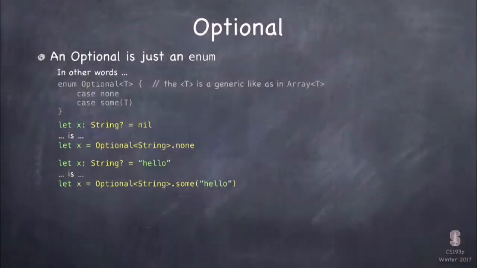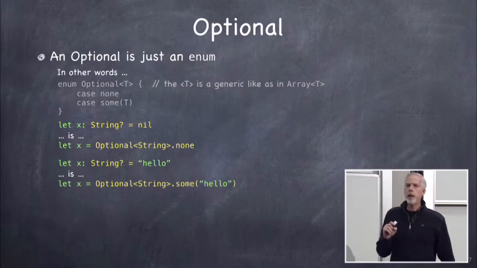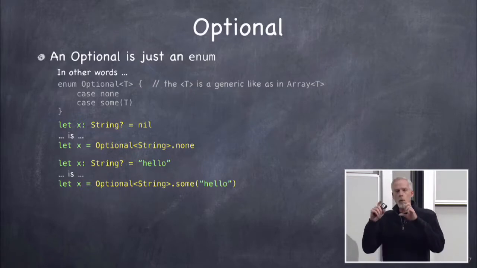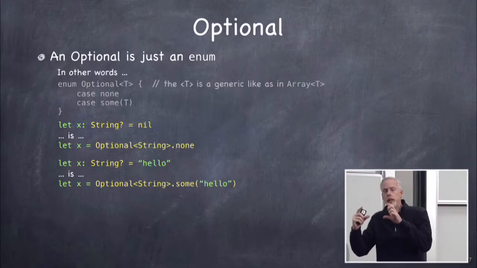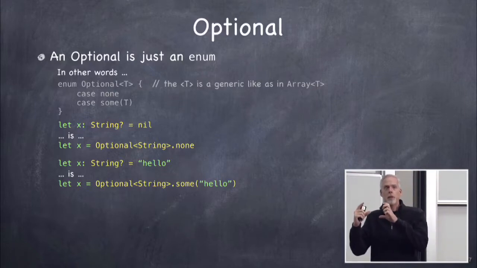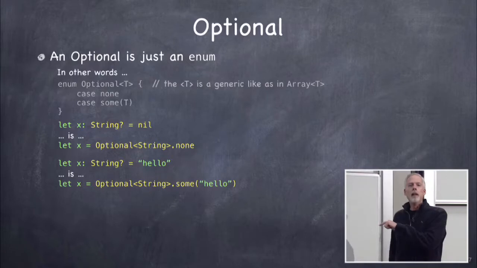Okay, so let's take a look. Here's the first one. If I say let x be an optional string that equals nil, that's exactly the same as saying let x equal optional dot none, okay, and angle bracket string as the kind of optional I want. Just like if I said array, I'd say angle bracket string. That would mean I want an array of strings. Well, here I want optional angle bracket string. That means I want an optional string. And I'm picking the none case.